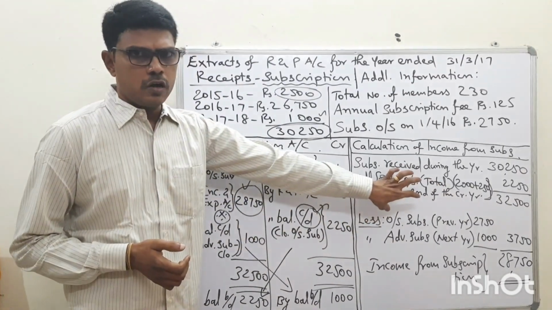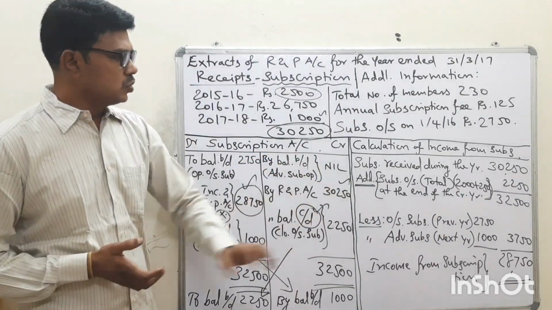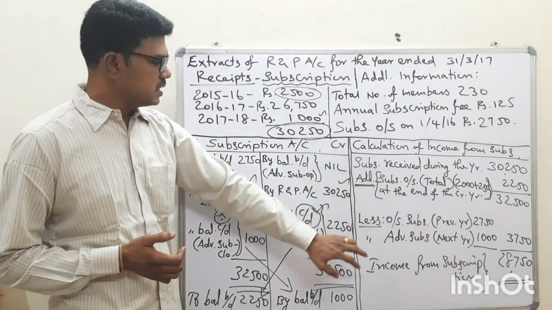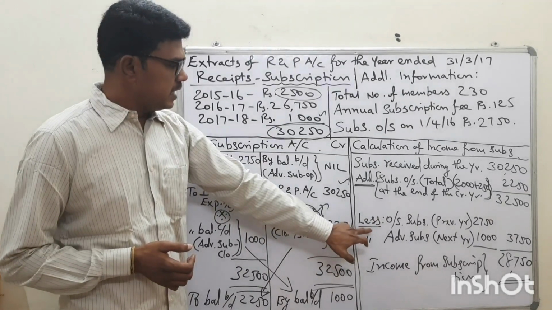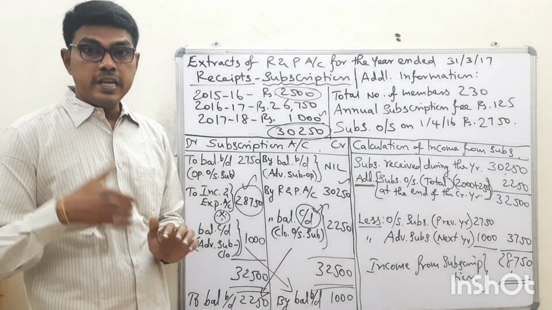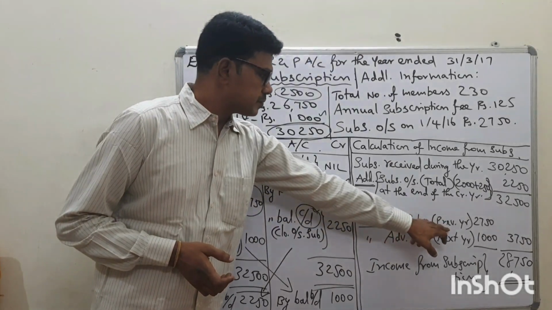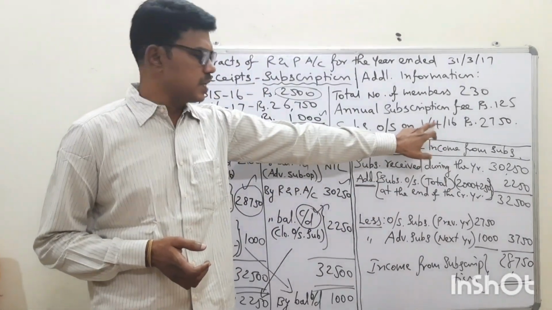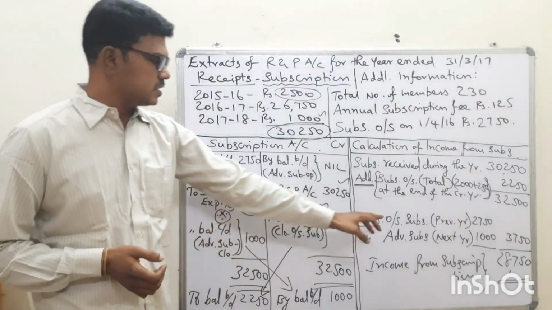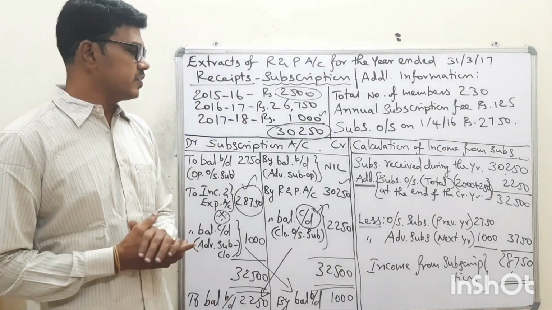I have already worked this out when I taught you; you just recall it. 2000 plus 250, 2250. We should add this. Then we should subtract the previous year outstanding and the amount received in advance for the next year. Outstanding subscription at the beginning of the year is 2,750. Beginning means previous year outstanding.